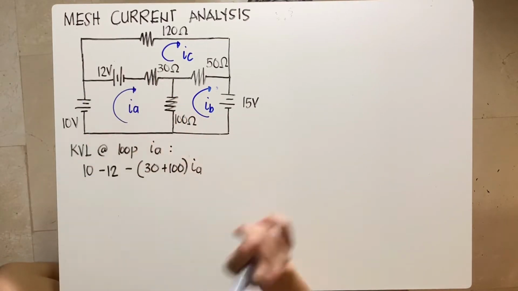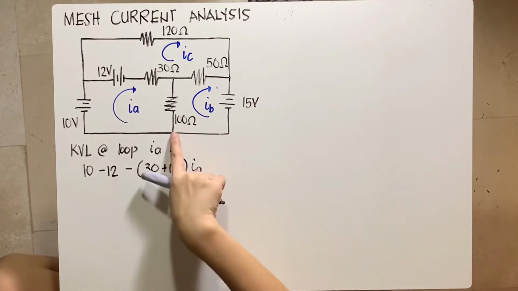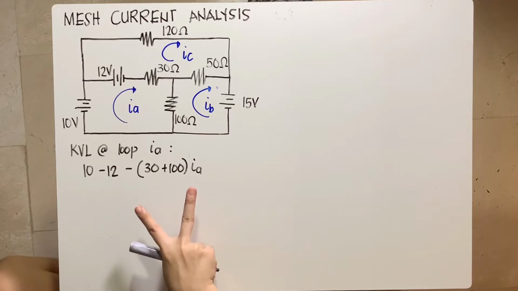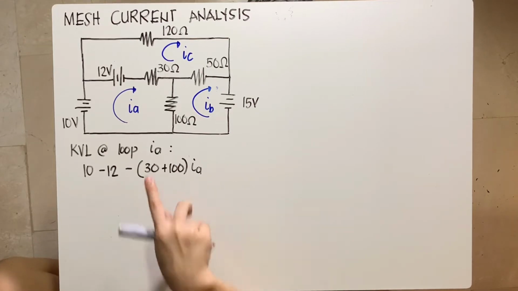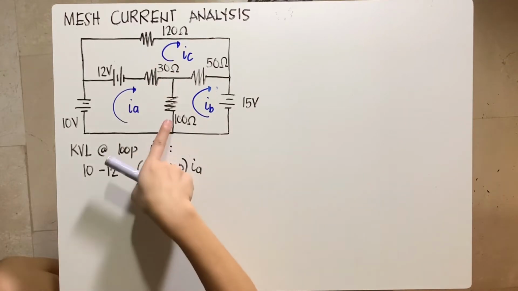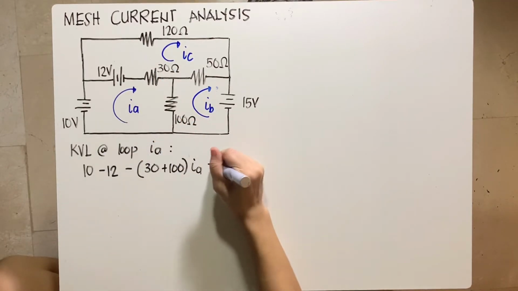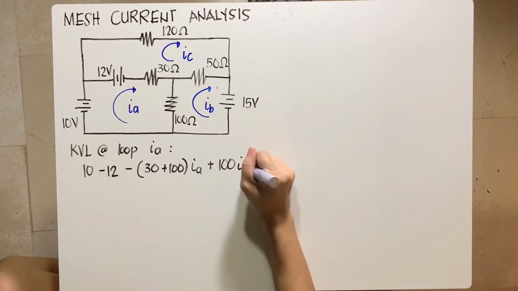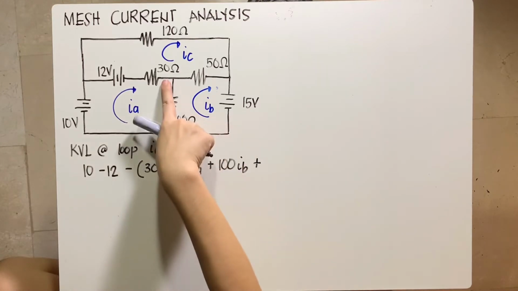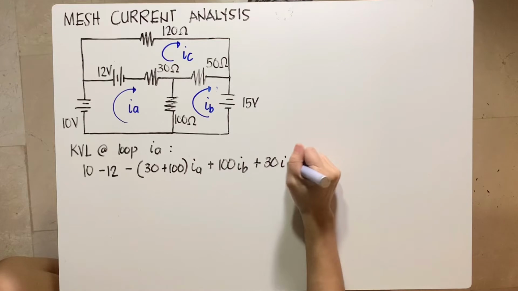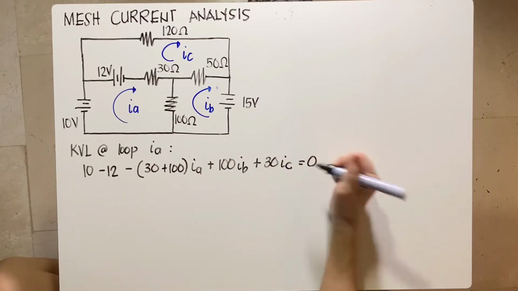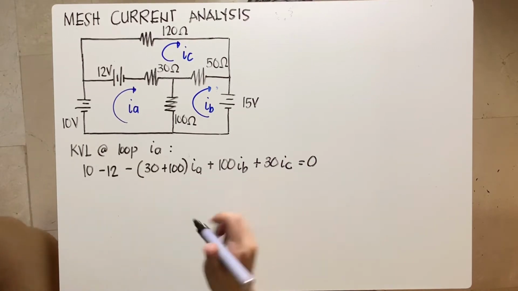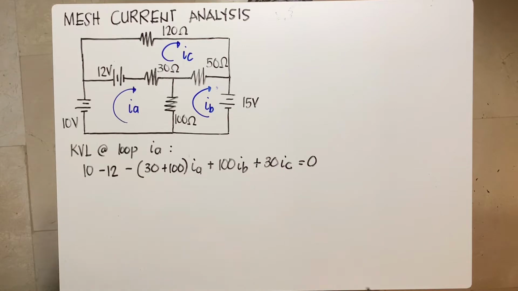I'm done with the loop, but I still have the mesh current effects. In this mesh, two resistances are affected by other mesh currents: 30 ohms is affected by IC and 100 ohms is affected by IB. So I'll have a plus voltage drop because of IB, that's 100 IB, and another plus voltage drop because of IC, that's 30 IC. After the mesh current effects, equate that to 0, and then arrange the equation in the sequence ABC. You can also arrange it differently, depending on what you were taught in permutations.